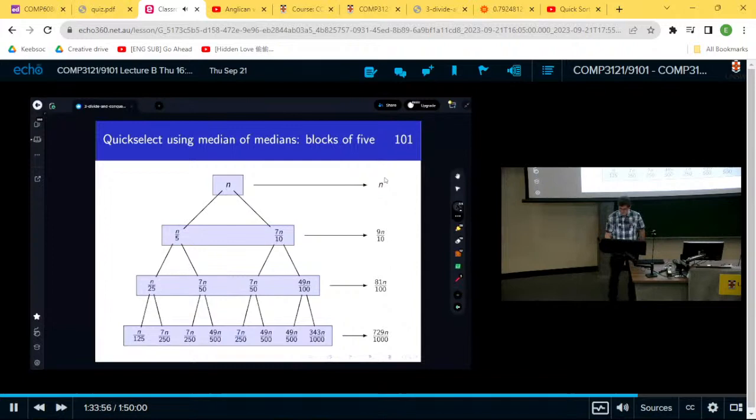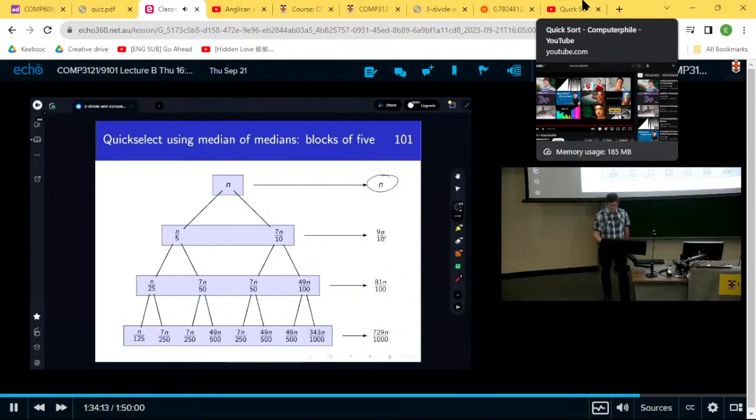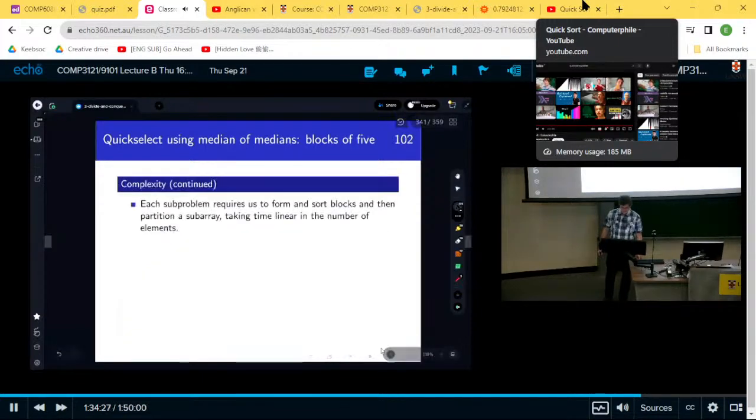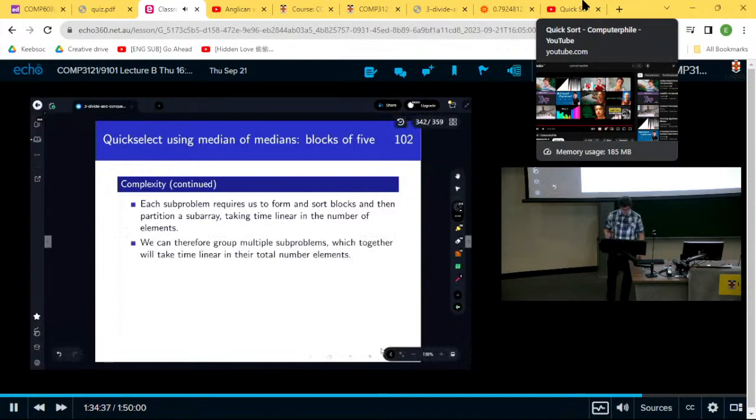So most of the running time will be spent at the top level. At the next level, we need time n/5 plus 7n/10, so the running time decreases by a constant factor that's smaller than 1. So it becomes 9/10 times n, and it keeps decreasing that way. So we have the linear time that we need at each recursive call.